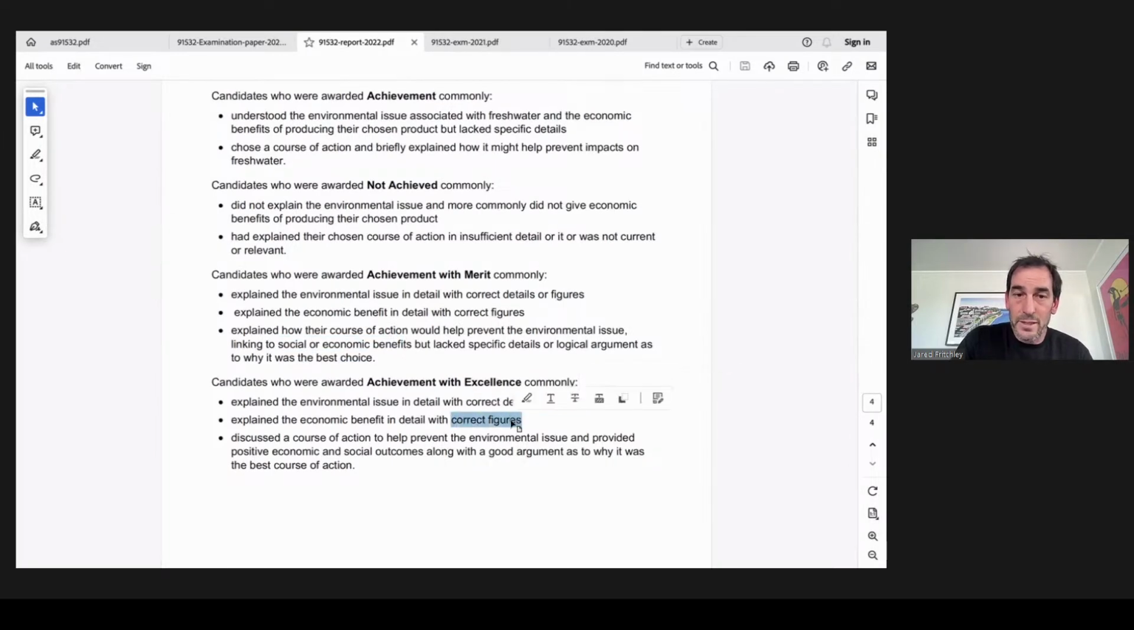The excellence one, again, correct details and figures of the environmental issue. Again, we've got some correct figures of the economic benefit for us, political, social, economic stuff there, and discussed a course of action to help prevent the environmental issue for us this year, greenhouse gases that's produced. But at the same time, we've been able to discuss how we're able to make some improvements or some gains in reducing our greenhouse gases, but we've also been able to still be productive. We're still actually making money. We're not having a conversation with the bank manager. We're still profitable, and we're still being able to have those jobs.